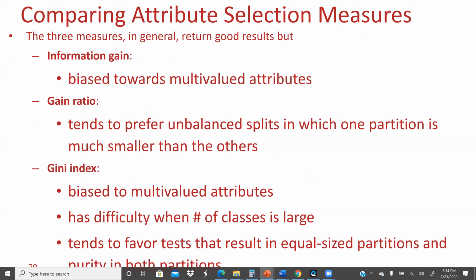So we have three measures in general which return good results for attribute selection. First, we can use the information gain. It's one of the common methods, but it is biased towards multi-value attributes. Then there is gain ratio, which normally tends to prefer unbalanced splits in which one partition is much smaller than the others. Then one of the common ones is the Gini index. Gini index is normally biased towards multi-value attributes, and it also has difficulty when the number of classes is large.